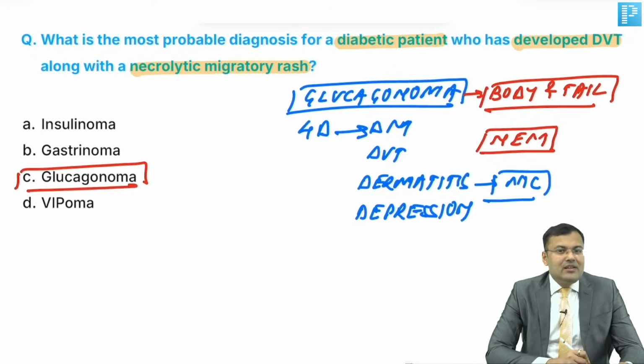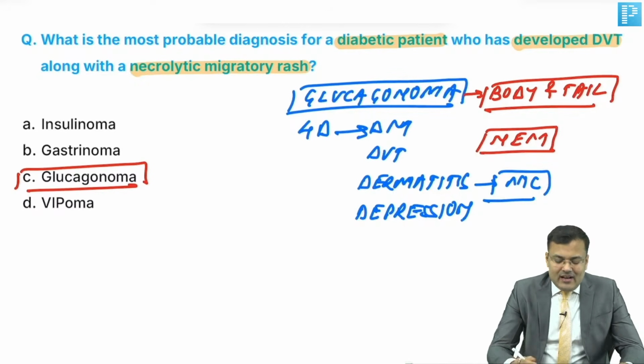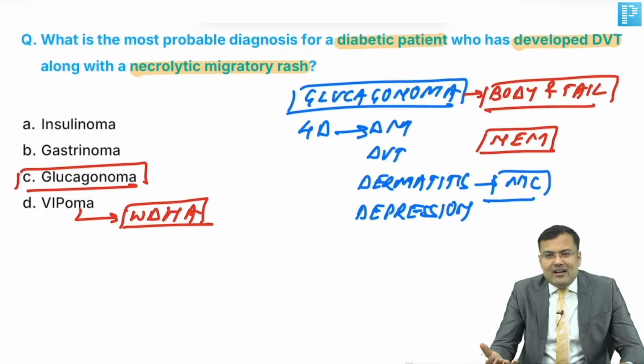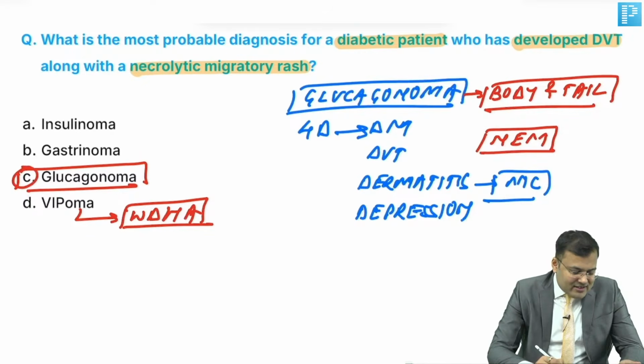Glucagonoma. In insulinoma there is hypoglycemia. In gastrinoma patients are having peptic ulcer. And VIPoma, what is the other name? This is WDHA. WDHA syndrome is watery diarrhea, hypokalemia, achlorhydria. So here what is the correct answer? Correct answer is option C, right?